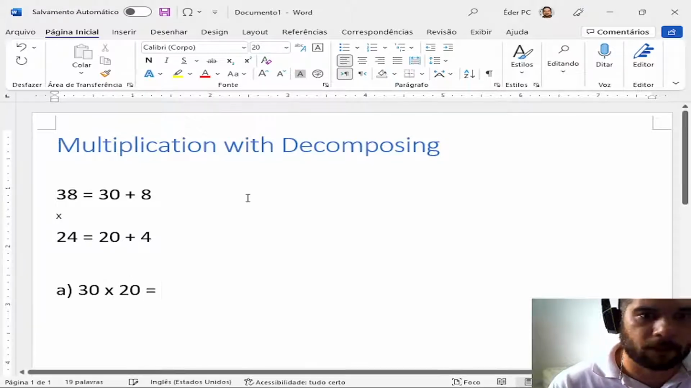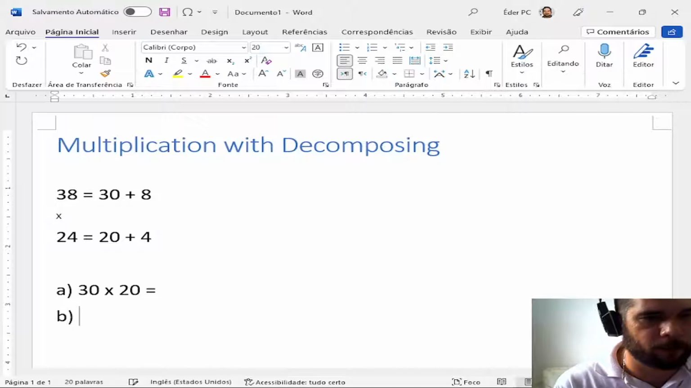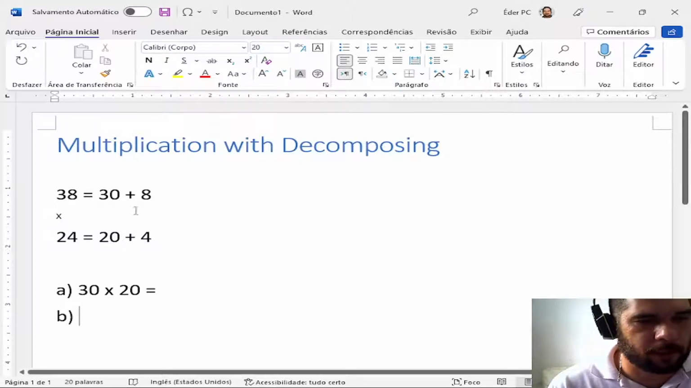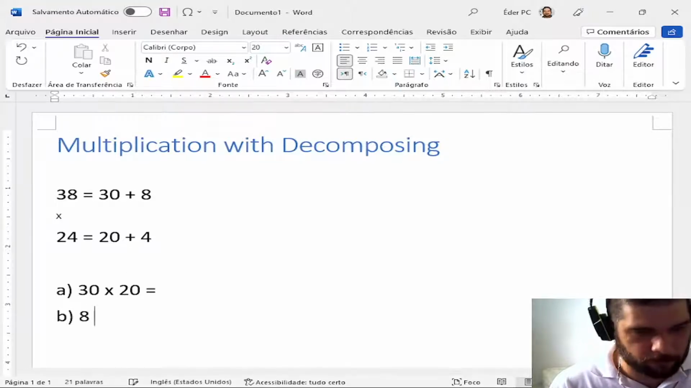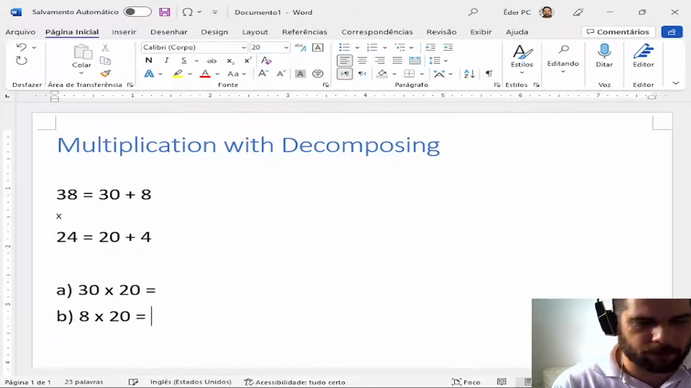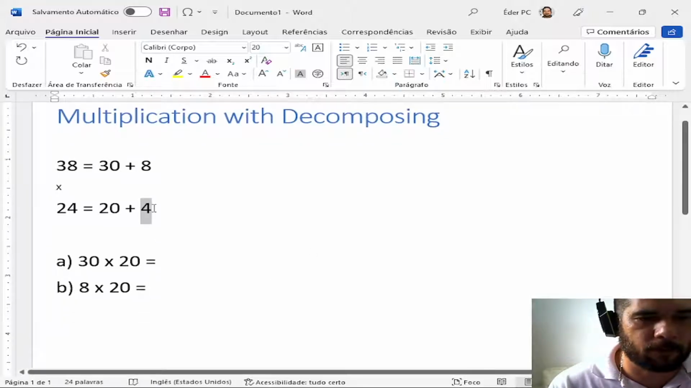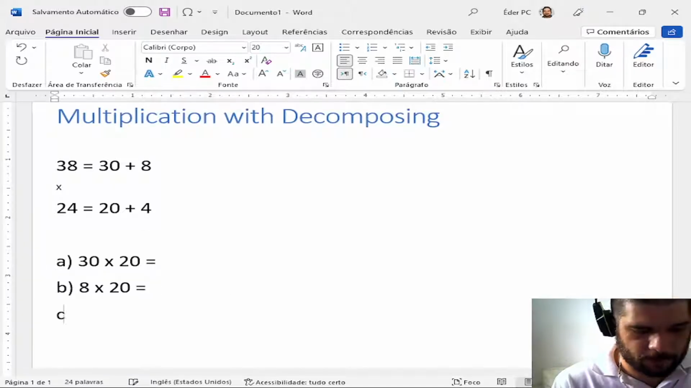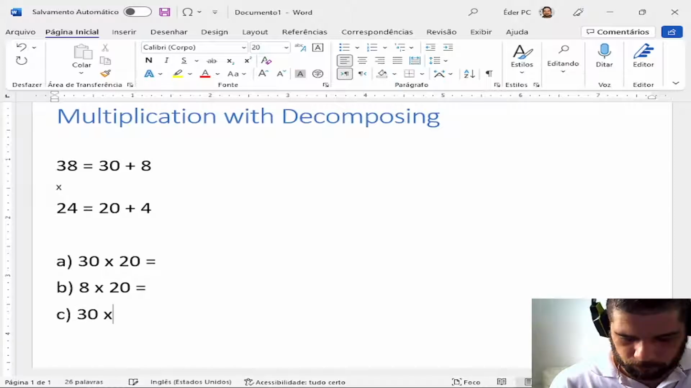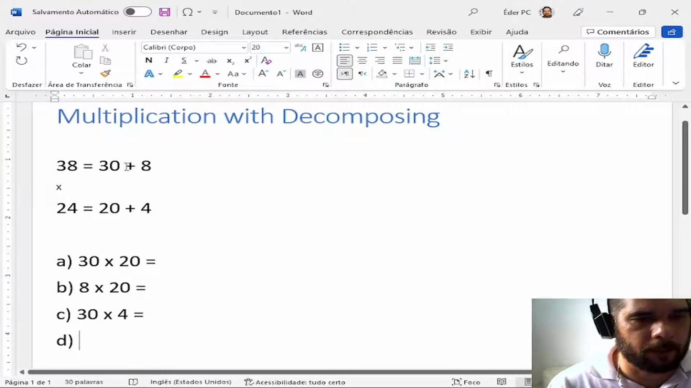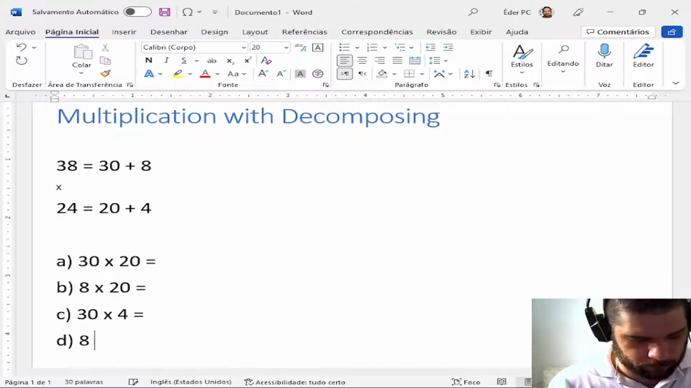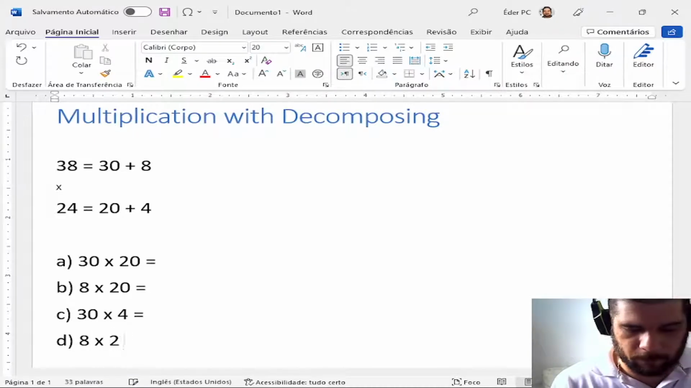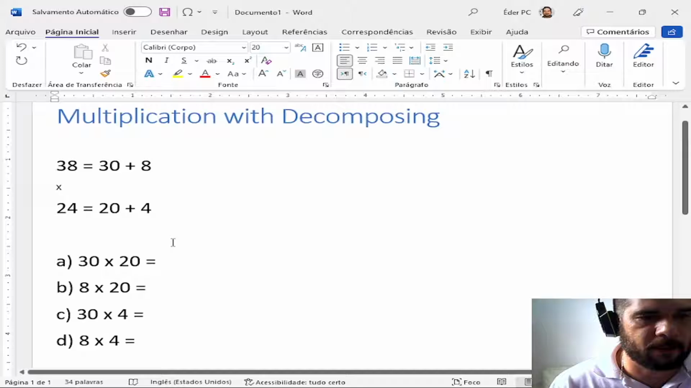Equals, we're going to take a look at that later. Let's go to B here. Then it's going to be 8 times 20. So 8 times 20 equals, and we finish the 20 part. Let's go to the 4 here, okay? So in letter C, we're going to have 30 times 4 equals, and finally in D, we're going to have 8 times 4. And that's what we got, okay?